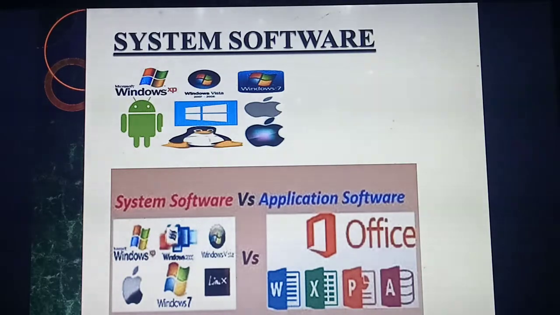See the first diagram. That's the system software. What are the diagrams they are giving? Windows XP, Windows Vista, Windows 7, Apple, Linux, Windows 8. This is system software, that means operating system. If you have installed this operating system in your computer, laptop or tablet, only then can you run all the application software. Understood? See the next picture. They have given the difference between system software and application software. Please differentiate it. System software means the operating system you are using in the system. Only if you have installed the system software can you run all this application software. Understood?